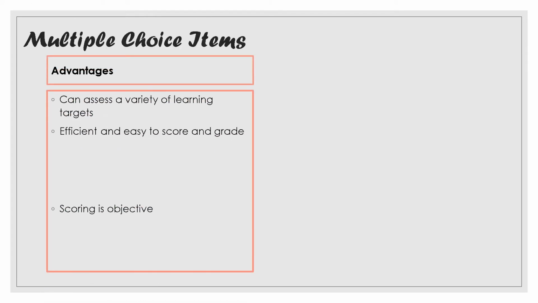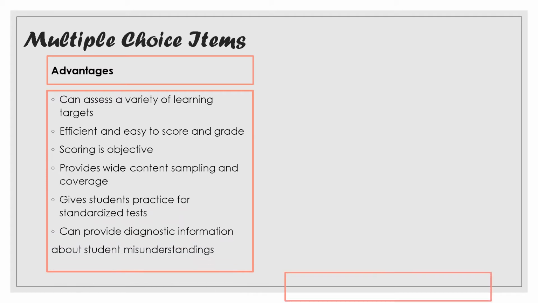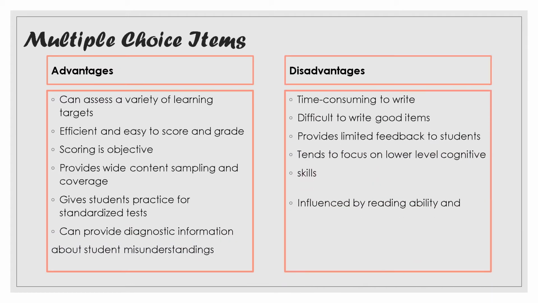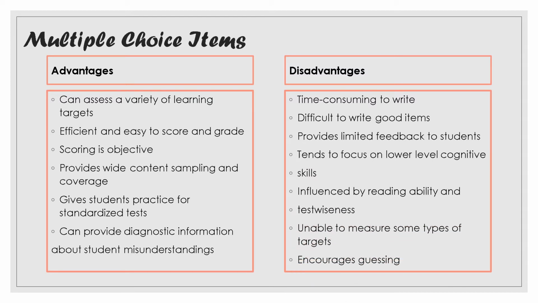Now let's proceed to the advantages and disadvantages of multiple choice items. Advantages: can assess a variety of learning targets, efficient and easy to score and grade, scoring is objective, etc. Disadvantages: time consuming to write, difficult to write good items, provide limited feedback to students, etc.